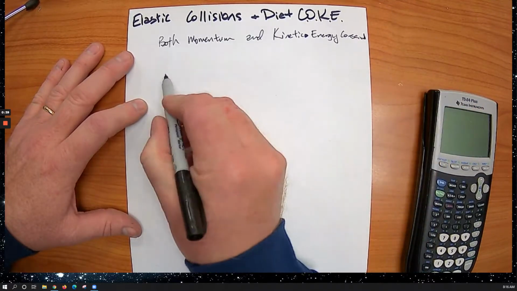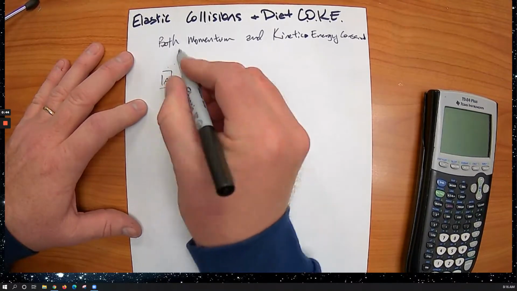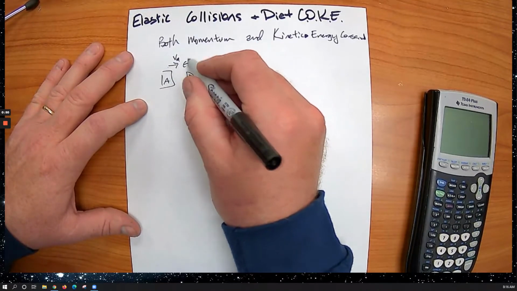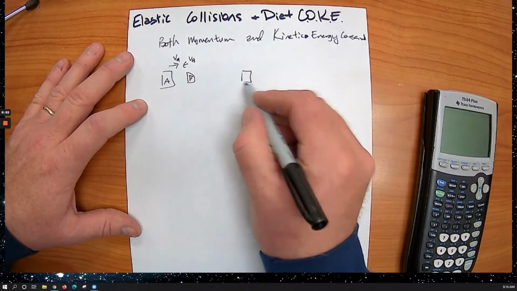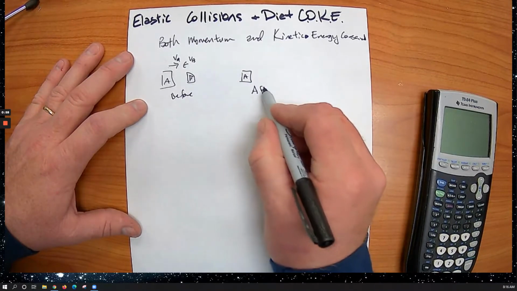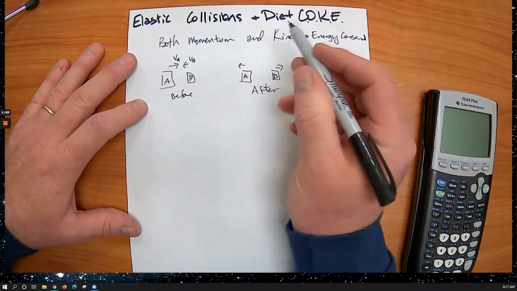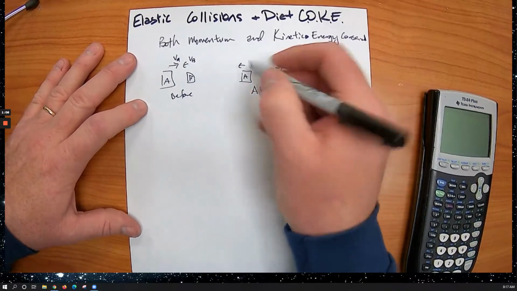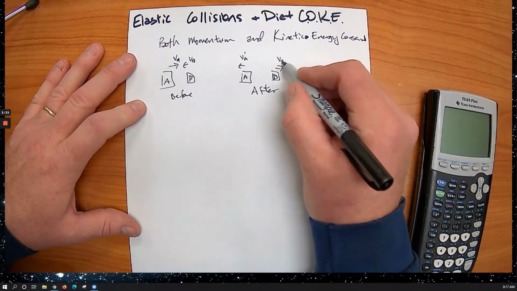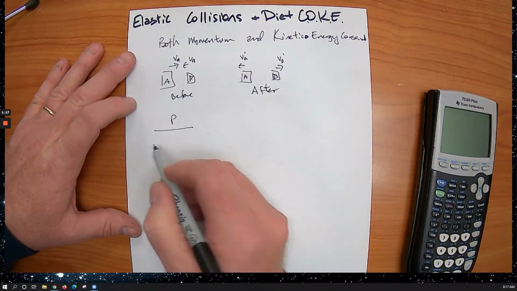So let's just take a simple case. We have two objects, A and B. Let's say A is moving with the velocity VA, and B is moving with a velocity VB, and they collide elastically. So this is our before, and this is our after. We're going to use a prime notation to denote after. So I'm going to call this VA with a little prime meaning final, or after the collision, and here's VB after the collision.